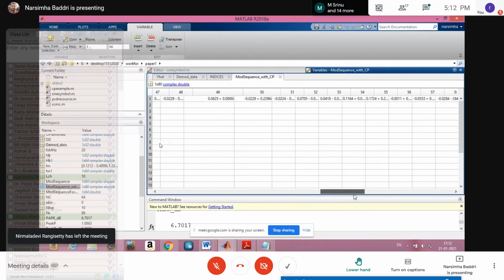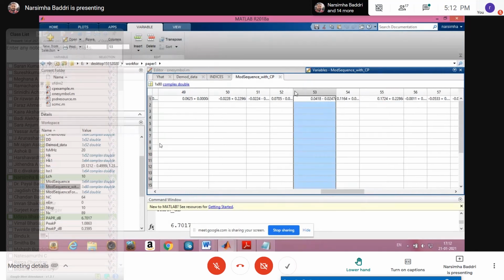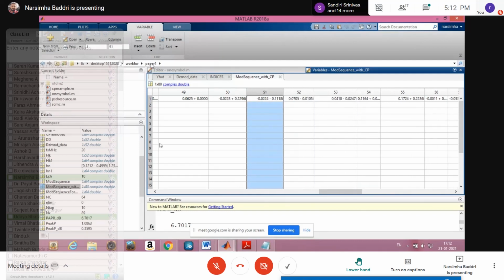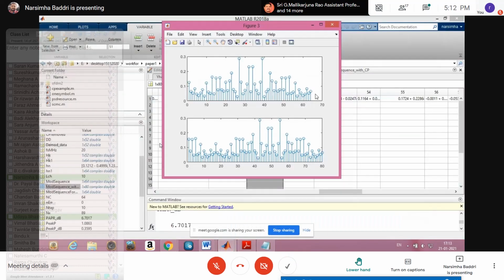Again here you are getting confused with indices values. So 47 again plus 16 gives 53.